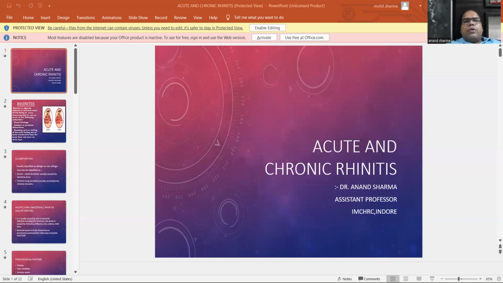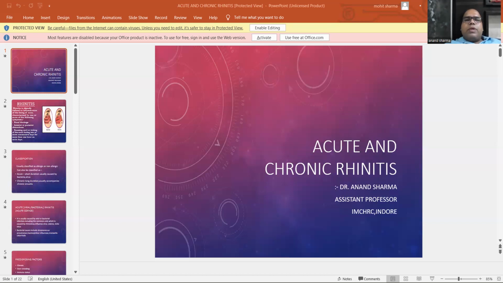So rhinitis is usually classified as allergic and non-allergic. Allergic are those which elicit an allergic reaction and have an IgE mediated course of action, and the rest of the other rhinitis are known as non-allergic rhinitis, such as vasomotor rhinitis or fungal sinusitis, not allergic but fungal sinusitis like mucor and others.